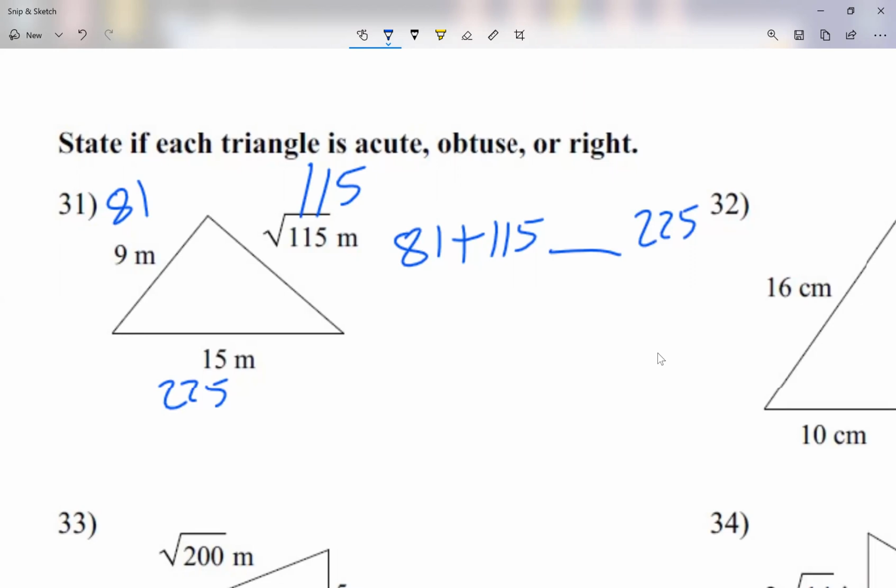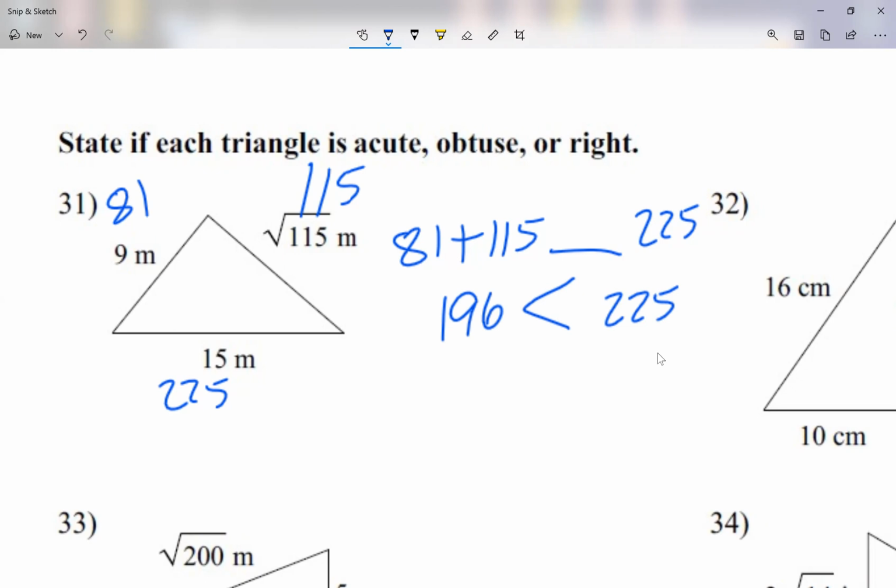So let me add 81 plus 115. That is 196. One side is 196. The other side is 225. Okay. They're not equal, right? If they were equal, I would say right. C squared is bigger, right? Remember how the inequality sign looks like a mouth that wants to eat the bigger part? So it wants to eat 225, right?